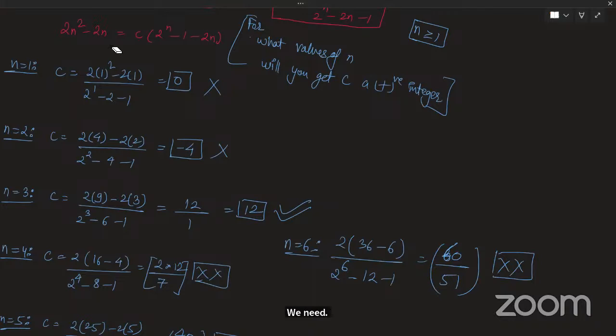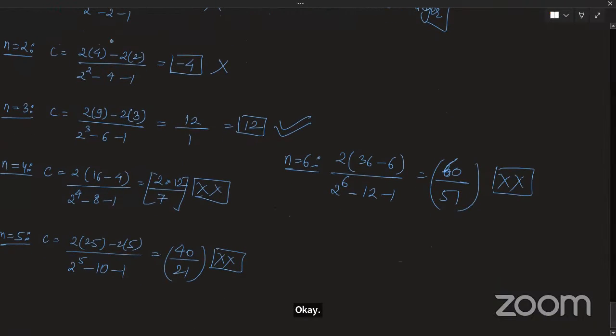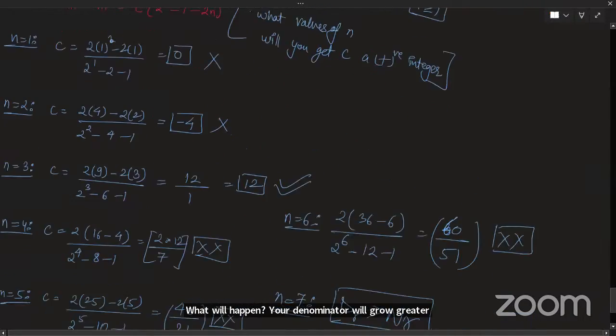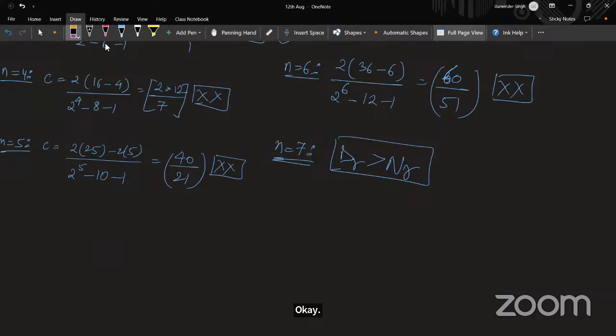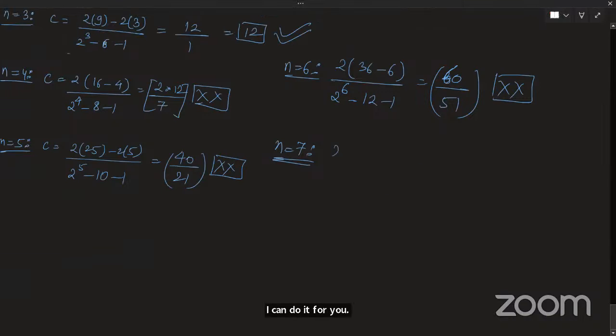Okay, so you can just try. If you take any value now higher than 6, your denominator will grow greater than your numerator. You can try with n is equal to 7 if you wish to. I can do it for you. So it is 2 into 49 minus 7, divided by 2 raised to 7 minus 14 minus 1, right? So 2 into 42, it is 84.